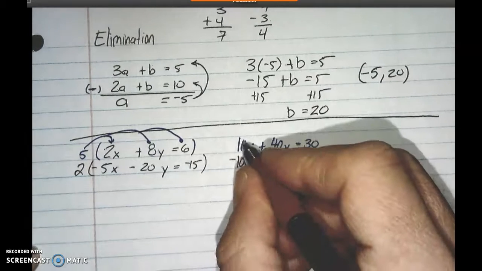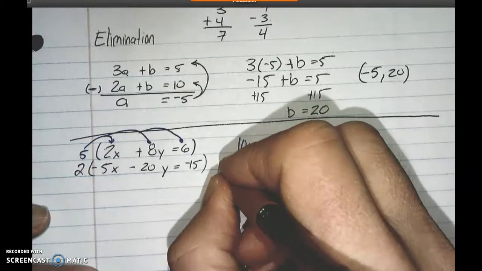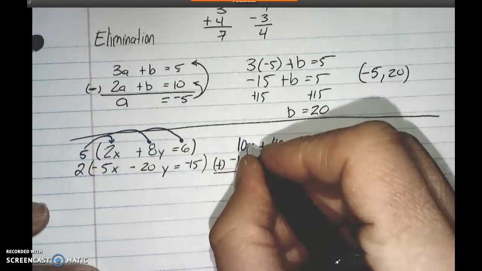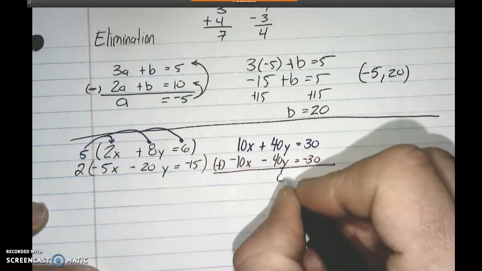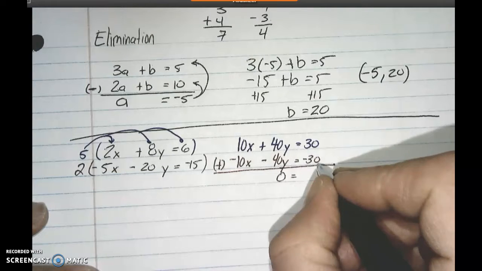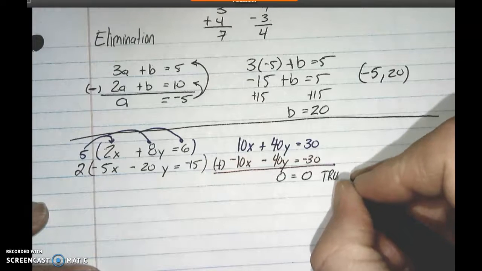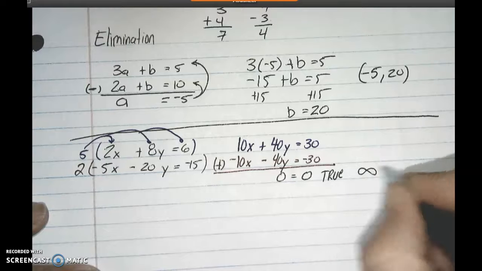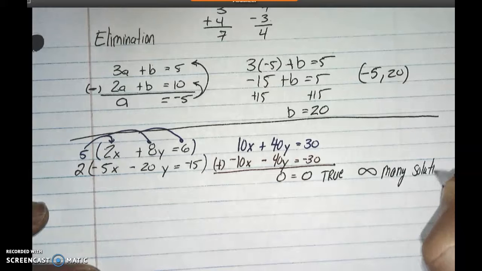So notice that the x's here are opposites. So we would just add those together. So 10 plus negative 10 is 0. 40y plus negative 40y is 0. 30 plus negative 30 is 0. So is that true? So if it's true, what do we put? Infinitely many solutions.